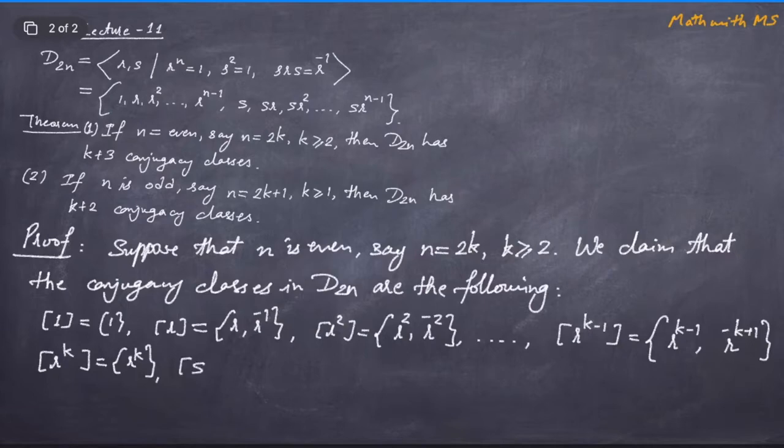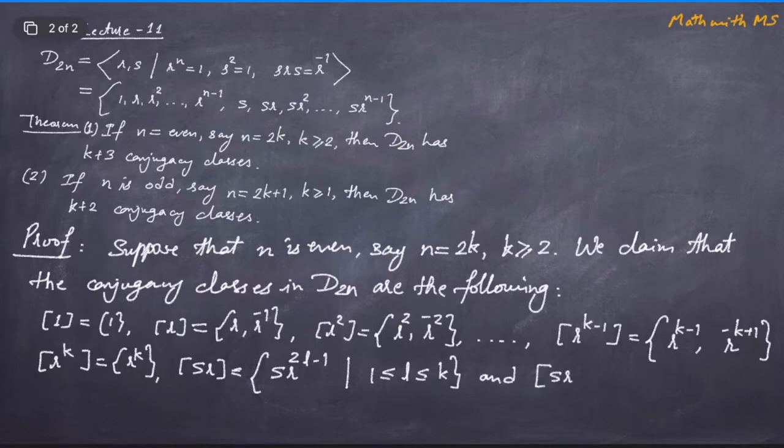The conjugacy class of the element sr consists of elements of the form s r to the power 2l minus 1, odd powers of r, where l is bigger than or equal to 1 and less than or equal to k. And finally, there is one more conjugacy class, that of sr squared. The conjugacy class of this consists of elements of the form s times even powers of r, that is sr to the power 2l, where again l is bigger than or equal to 1 and less than or equal to k.